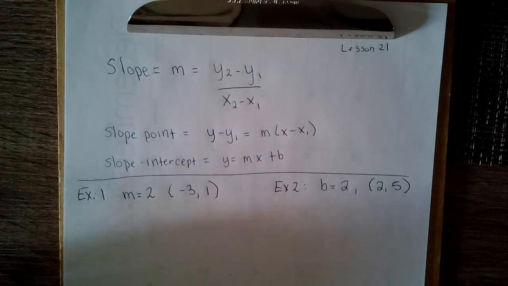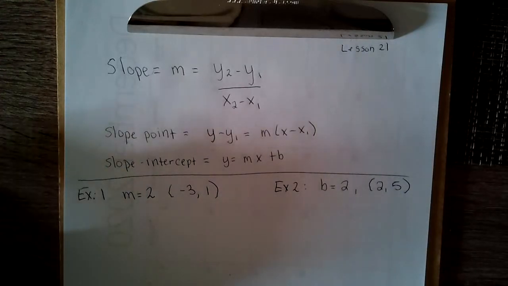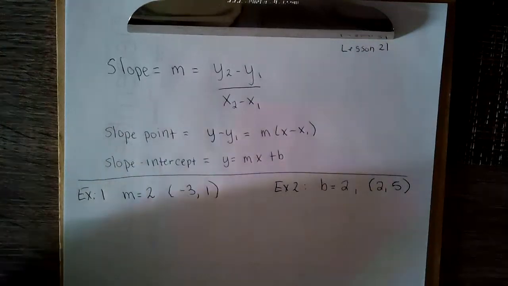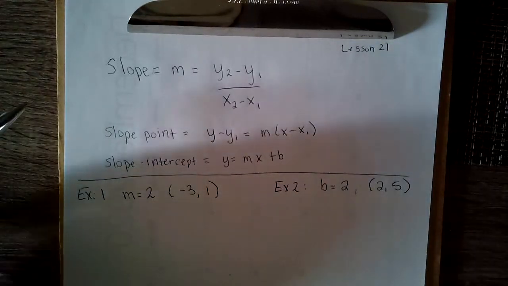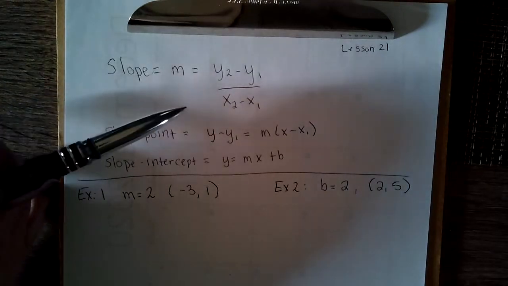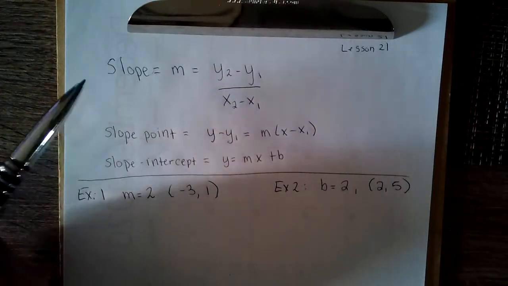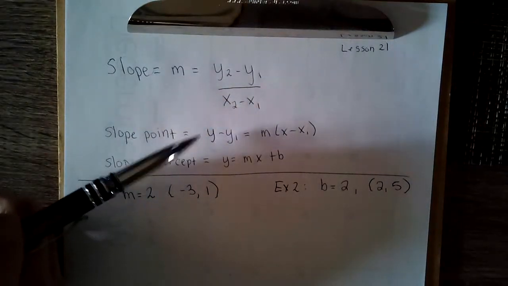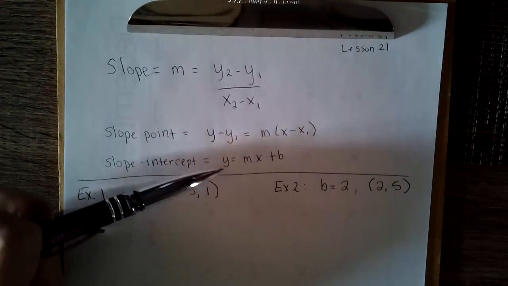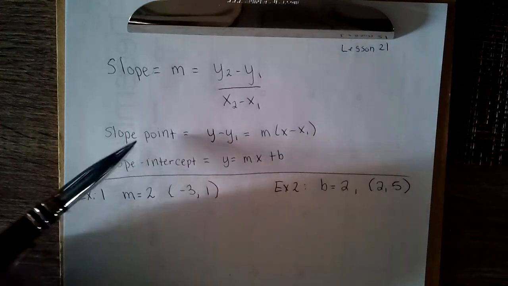And so what I want you to know is that there are three forms or three ways that slope point form can be introduced to you. And the first thing you need to do is rewrite slope, which is represented by the letter M when we get to slope intercept. And slope point is represented here by y minus y1 is equal to m times x minus x1.